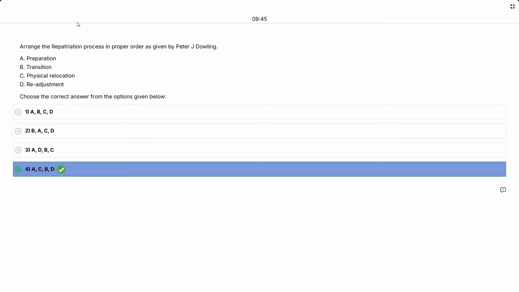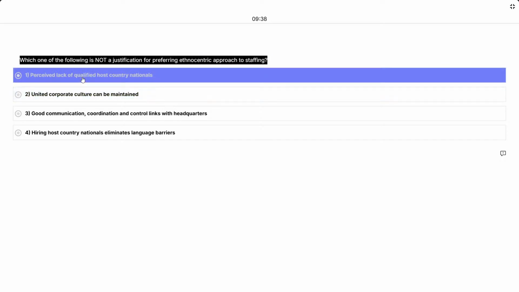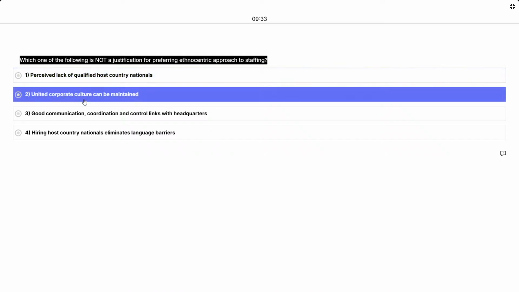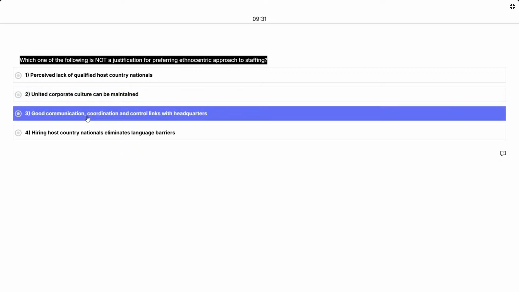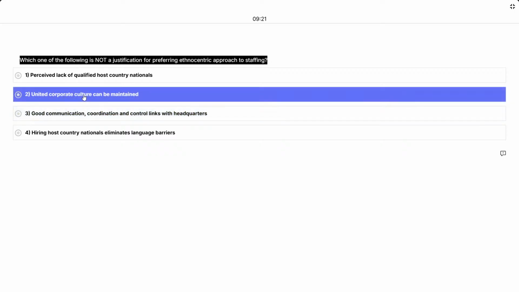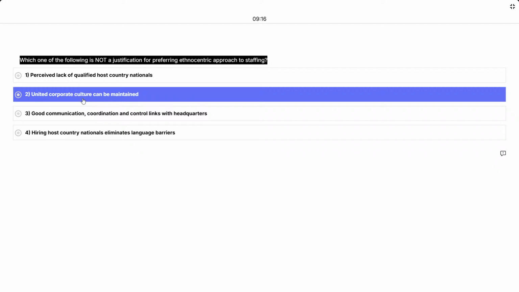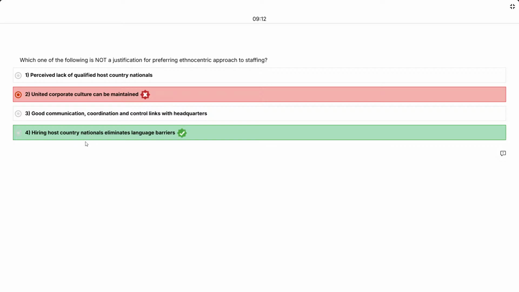See, when you do something wrong, you remember it. Okay, so that is how you learn. Which of the following is not a justification for preferring ethnocentric approach for staffing? This united corporate culture can be maintained.